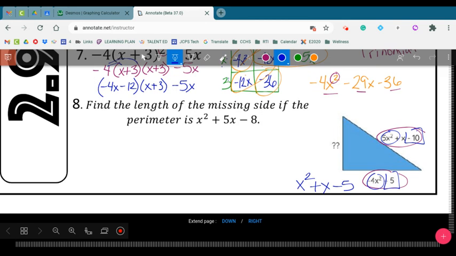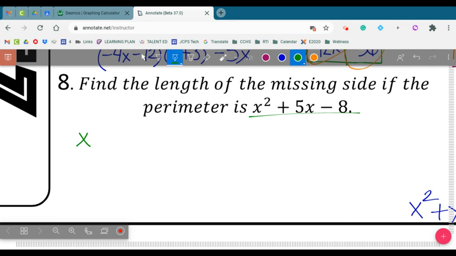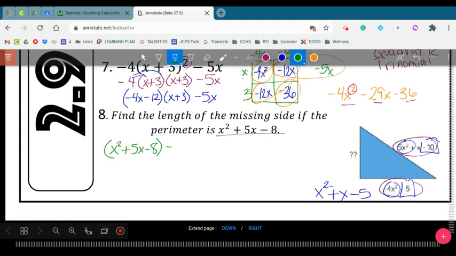You then take your total perimeter. So we're just going to rewrite that x squared plus 5x minus 8. And then we subtract the sum of the two sides from that. So we're going to keep this in parentheses. So we're going to remove this up here. X squared plus x minus 5.